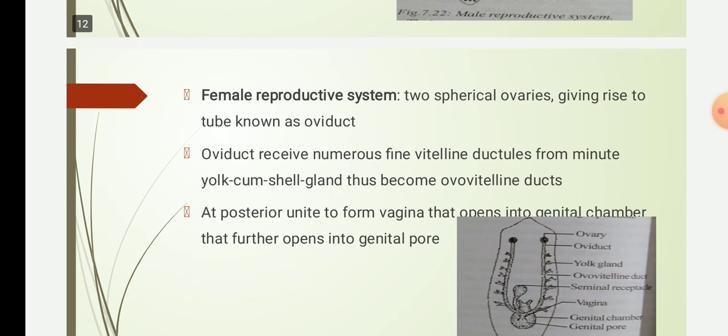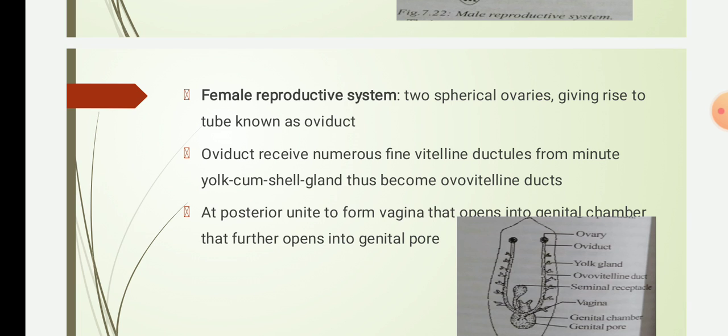This female reproductive system has two spherical ovaries, giving rise to a tube from each ovary, that is known as an oviduct. This oviduct is extended and receives numerous fine vitelline ducts from minute yolk shell glands. Okay, and these oviducts are called the ovovitelline ducts.